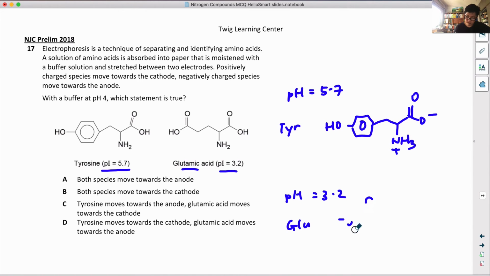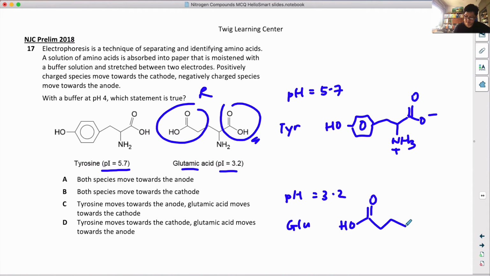Usually for the zwitterion, the acid comes from the main carboxylic acid group. This is the R group. For glutamic acid, the COOH on the main chain is a stronger acid. So I'm just going to draw it out over here. This is what it should look like. So this is the zwitterion. So which statement is true?